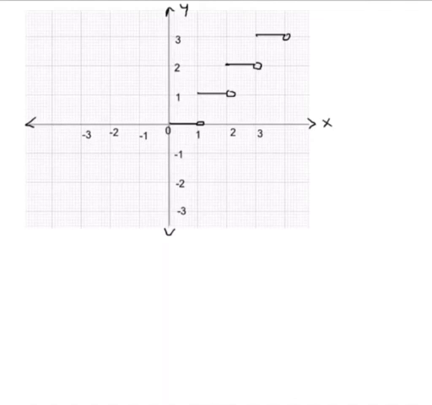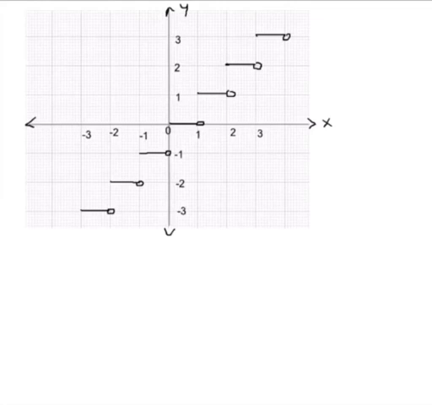Similarly, on the negative side, for all real values between minus 1 and 0, the answer is minus 1. For 0, the answer is 0. So I have to draw a bubble at that point. And then for all real values between minus 2 and minus 1, the answer is minus 2, except for minus 1. Then for all real values between minus 3 and minus 2, the answer is minus 3, except for minus 2.